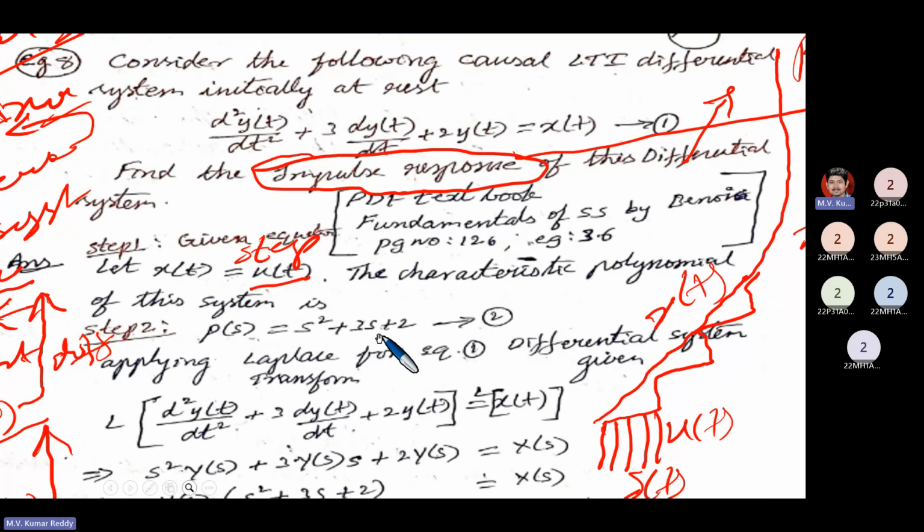Okay, how did you get the characteristic polynomial? When we apply Laplace, square means s square, cube means s cube, power 4 means s power 4. So here d square means s square plus 3s plus 2. This is the characteristic equation.